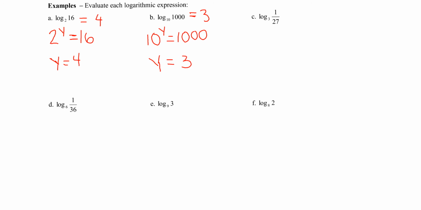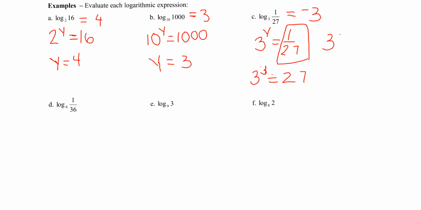Our next one, because it is a fraction, we're going to have 3 to the y power equals 1/27. Here's what I want you to remember. When you have a negative exponent, that's when you do the reciprocal and you end up with that fraction for an answer. So think of it this way. 3 to the what power gives us 27? And I know 3 to the 2nd is 9. 3 to the 3rd equals 27. But I need 1/27, so our answer is going to be -3, because 3 to the -3rd power will give us 1 over 27.